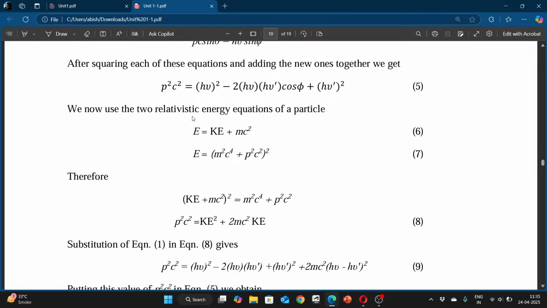We now use the two relativistic energy equations of a particle. That is E equal to KE plus mc square. So this is one equation.